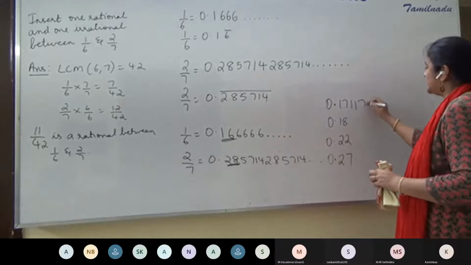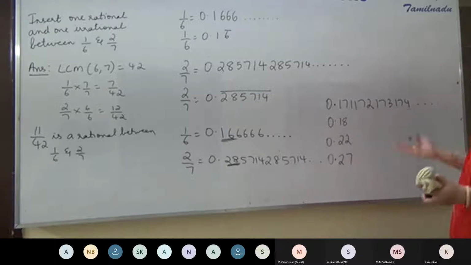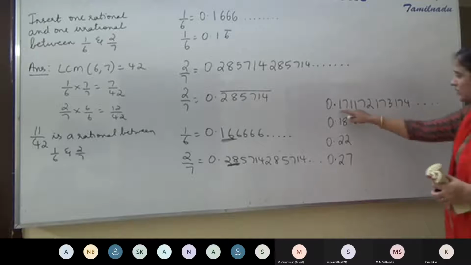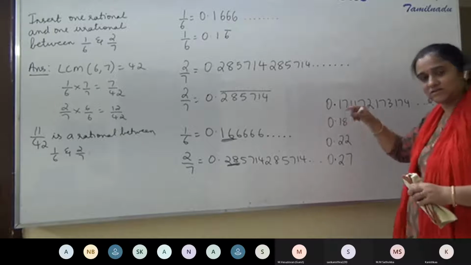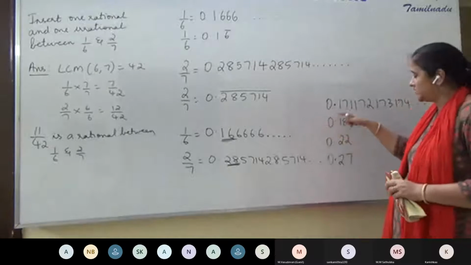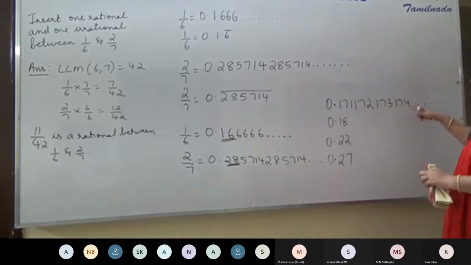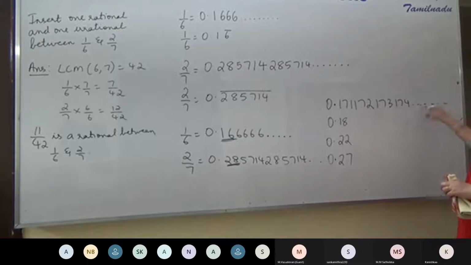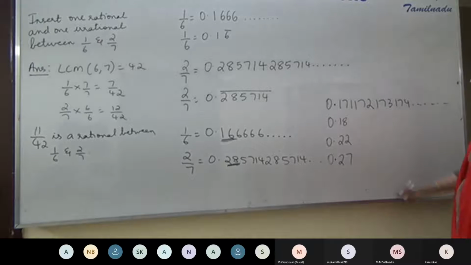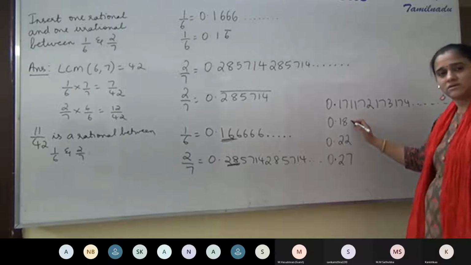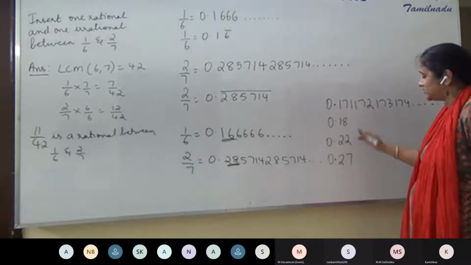So 171, 172, 173, 174 goes on like that. See here, if it is 171, it should be 171 again. If it is a non-terminating repeating decimal, it should be 171, 171 again. No, it's 172, 173, 174. It goes on like this, a non-terminating and non-repeating irrational number. Now help me complete this, children. Maybe I'll do this. You can help me with these two.